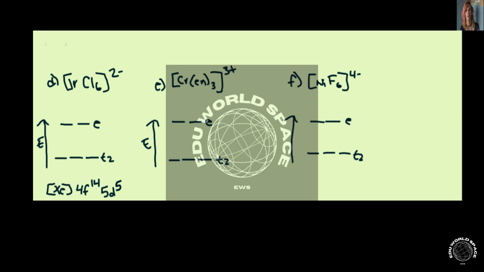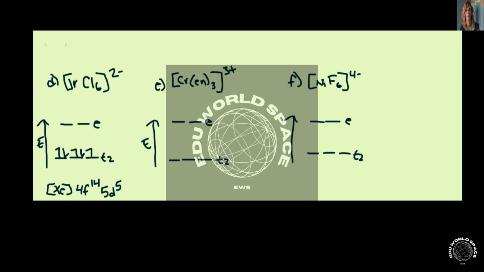We know that because this Ir is going to be a +4 complex. The chlorines are a -1. There are 6 of them. The total charge for the complex is -2, so our Ir needs to be a +4. So we're going to have 5 electrons in the d orbital, and we've been told that it is a low spin complex. And so we're going to entirely fill this t2 orbital with our 5 electrons. So we're going to have 1, 2, 3, 4, 5.